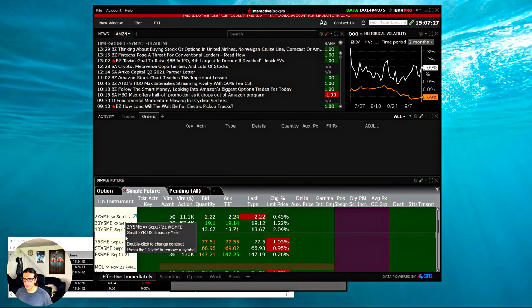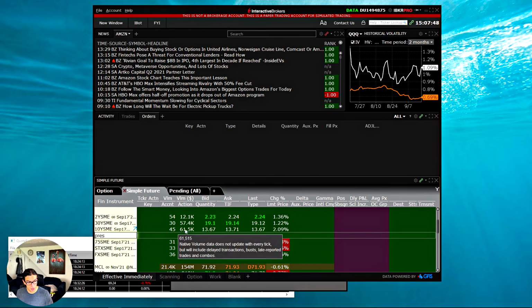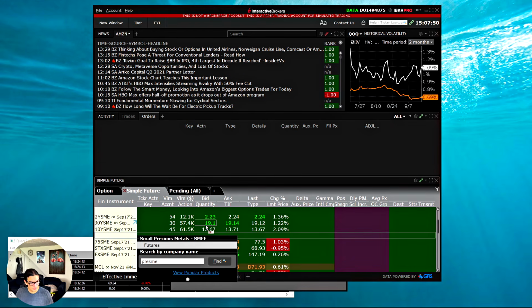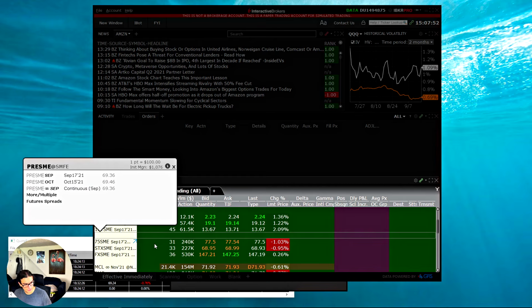So let's say our investor has a portfolio of stocks and they need a quick way to diversify their holdings, and maybe they want to buy some precious metals. Well, you can use some products, for example, small precious metals on the small exchange. The symbol is PRESME. You put it in there, get the futures contract.